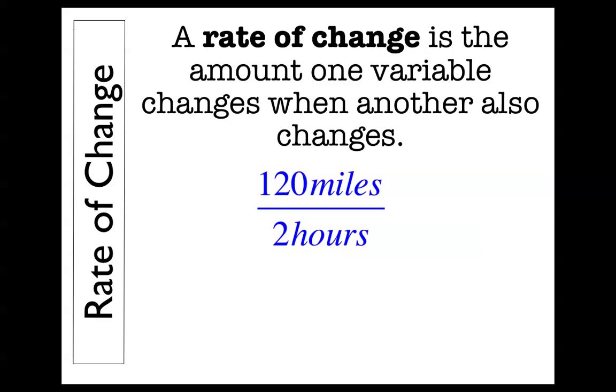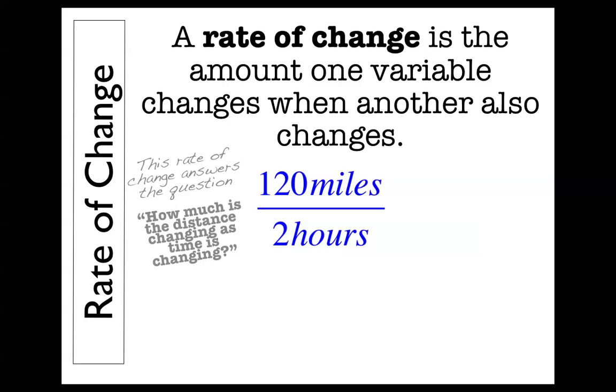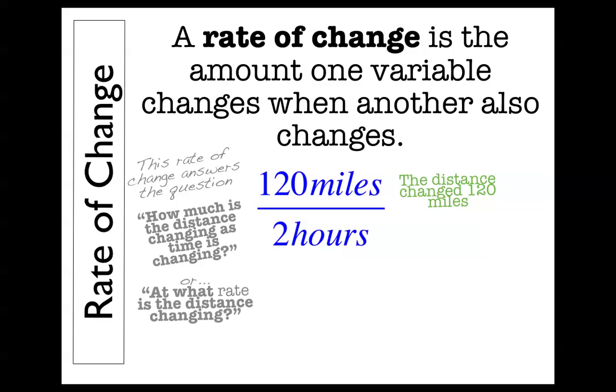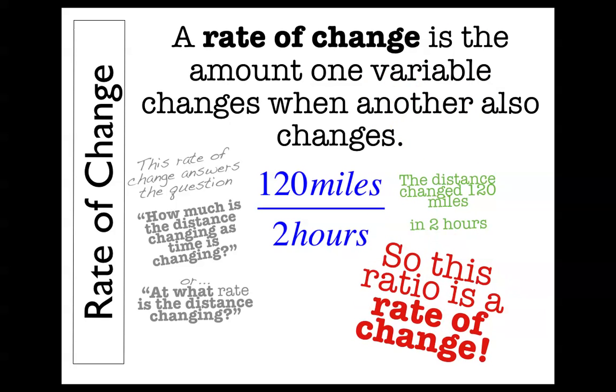So if you're traveling 120 miles in 2 hours, time is changing and distance is changing. And this rate of change answers the question, how much is the distance changing as the time is changing? Or you could think of it this way, at what rate is the distance changing? It's changing at a rate of 120 miles per 2 hours, because the distance changed 120 miles while the time changed 2 hours. And this ratio is what we would call a rate of change because it talks about the rate at which something is changing.